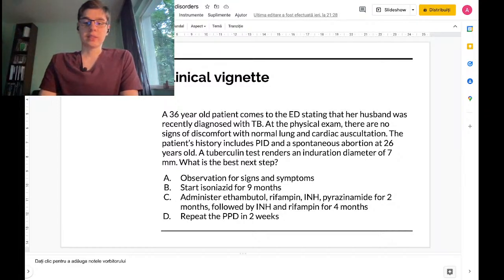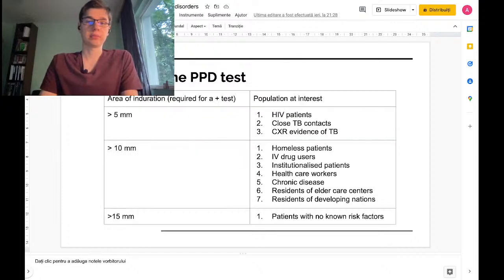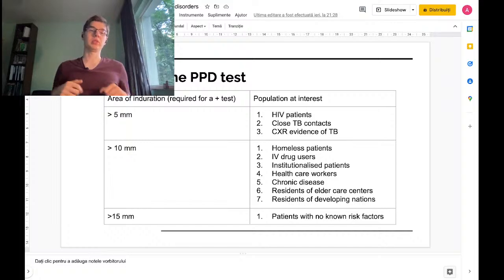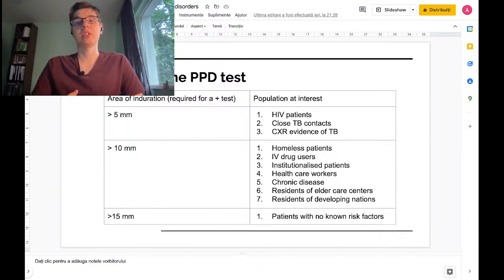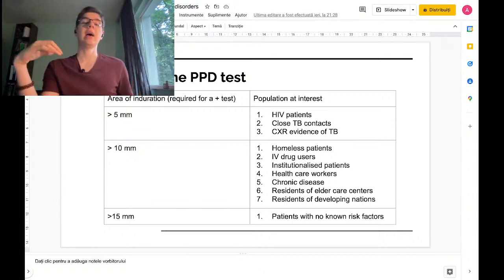Now, let's recap a bit the important aspects of TB and the tuberculin test. How do we do the screening for tuberculosis? We use a PPD test. The tuberculin test has various diameters of induration based on the population. We have an induration of greater than 5 mm for a positive test in HIV patients, in close TB contacts as this woman, or if we have chest X-ray evidence of TB. For example, we might have a cavernous lesion at the apices of the lung.